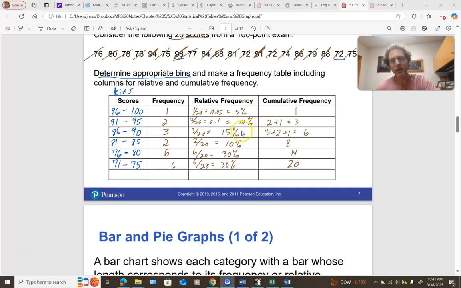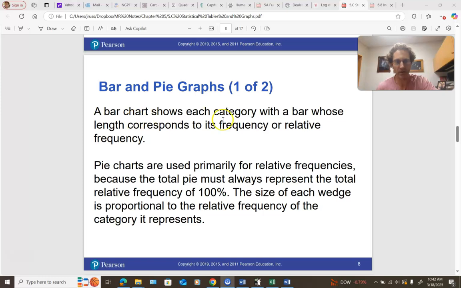But anyway, now what we're going to do is look at some visual ways to organize and display data. We're going to start talking about bar charts and pie charts. A bar chart shows each category with a bar whose length, or height rather, corresponds to the frequency or relative frequency of the data in that particular category. If the categories were different colors and we were asking people what their favorite color was, and blue was the most popular color, then the bar that corresponds to the category blue would be the highest.